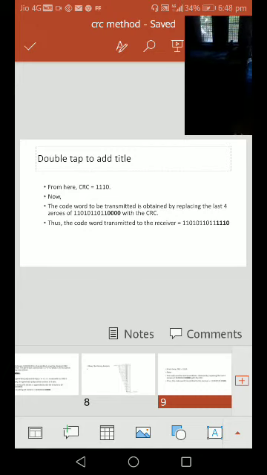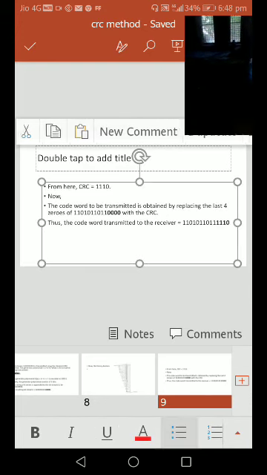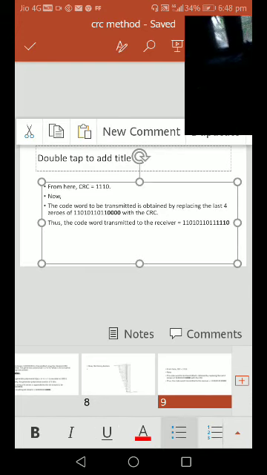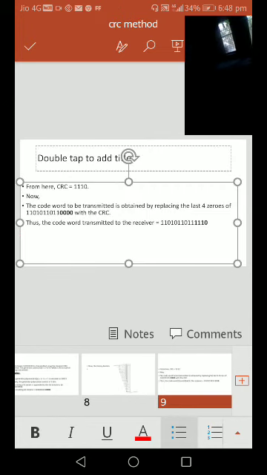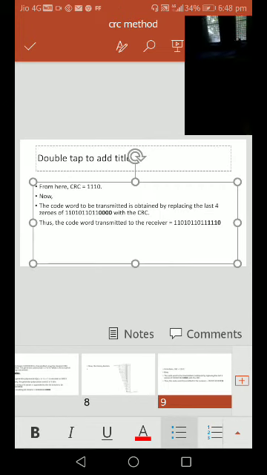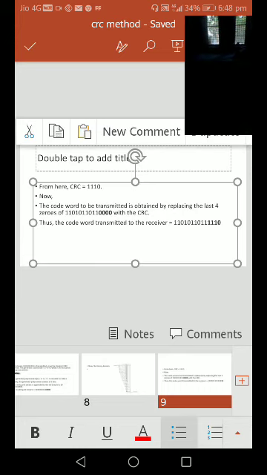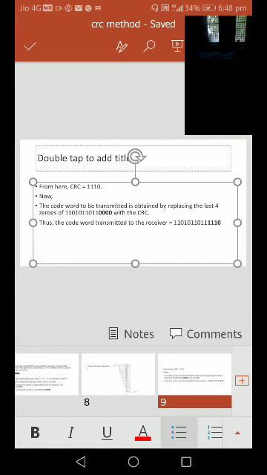CRC method is cyclic redundancy check. Now the code word to be transmitted is obtained by replacing the last four zeros with the CRC bits.